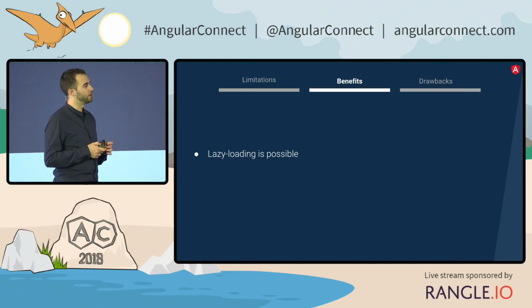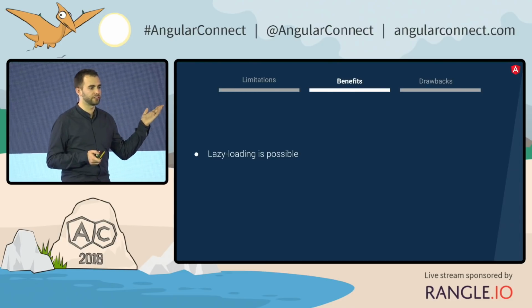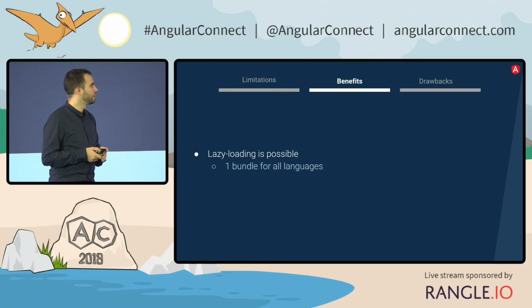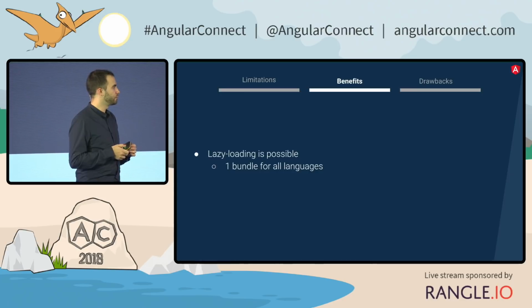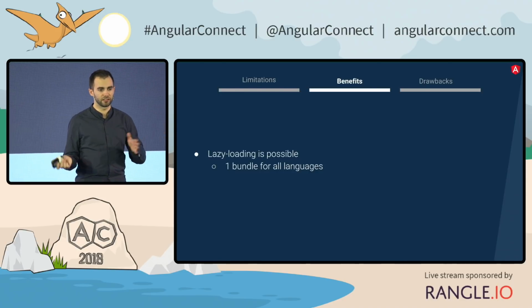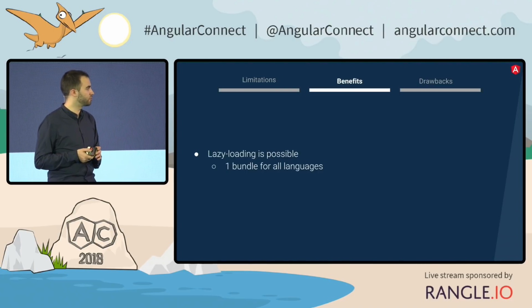But I want to stress that if lazy loading is possible, it's not the only option. You can still load your translation at build time. So you can have one bundle for all of your languages, and then when your app bootstraps, you need to load your translation. That's up to you how you do that. And you need to have your translation ready for your application.